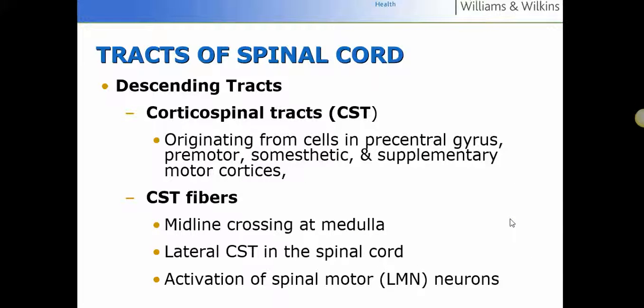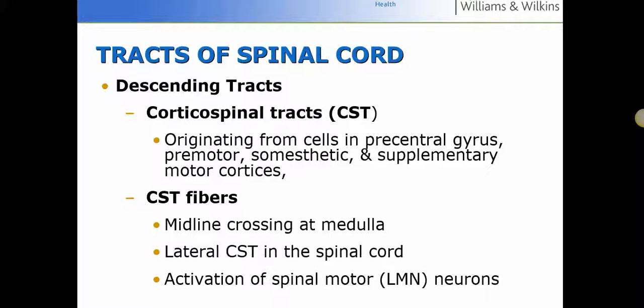Okay. So the tracts of the spinal cord. So how does the spinal cord receive information? Basically, it receives information from the primary motor cortex via the descending tracts. So you know that there are two types of descending tracts, corticospinal and corticonuclear.